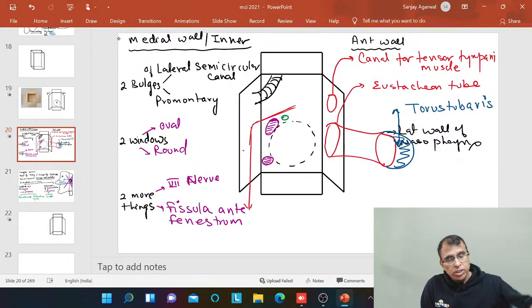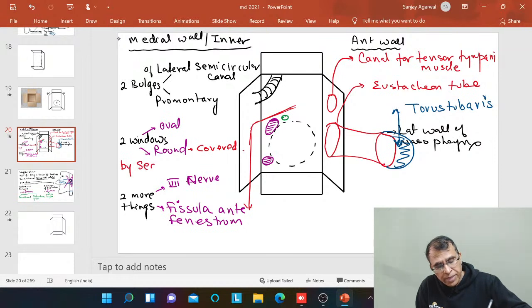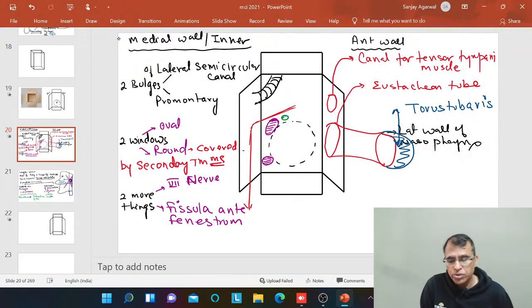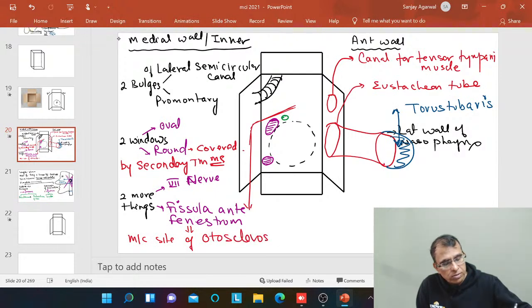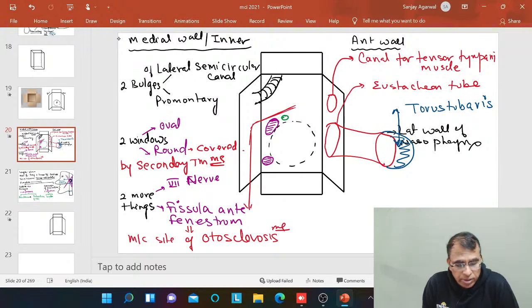Now, there are two more points here. The round window is covered by a membrane, this is an MCQ, covered by a membrane called the secondary tympanic membrane. This is an MCQ. What covers the round window? Secondary tympanic membrane. And fistula antefenestrum is important because it is the most common site of a very important disease called otosclerosis. This is another MCQ. Okay?